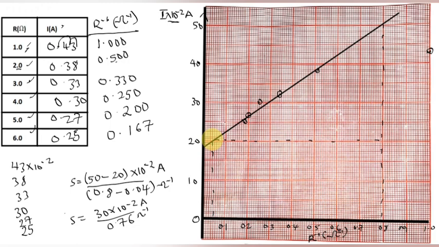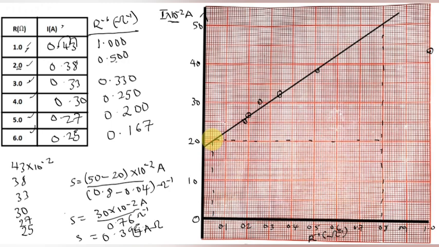So when I divide this out, 30 times 10 to the minus 2 divided by 0.76 is equal to 0.394. So my slope is equal to 0.395 approximately ampere ohms. That's my slope.